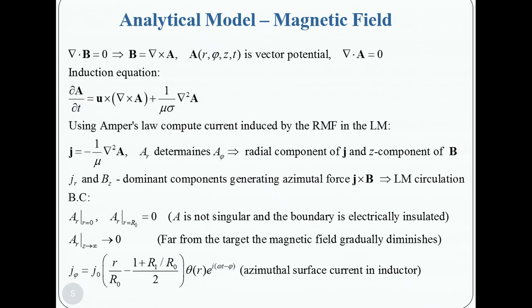Now, if we solve this equation, find vector potential, then we can compute currents inside the liquid metal just by using Ampere's law. And another simplification is that due to the cylindrical geometry and harmonic time dependence, we have to find only the radial component of the vector potential, and then using a continuity equation, we can find the azimuthal component and radial component of current inside the liquid metal and the Z component, I mean the vertical component, of magnetic field. So with the radial component of the current density and vertical component of magnetic field, we compute the main force, which is azimuthal in this case, J cross B, that generates the circulation of liquid metal.